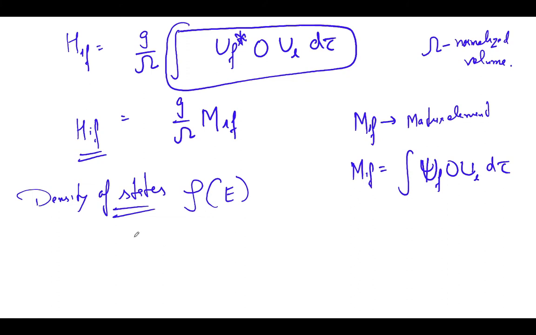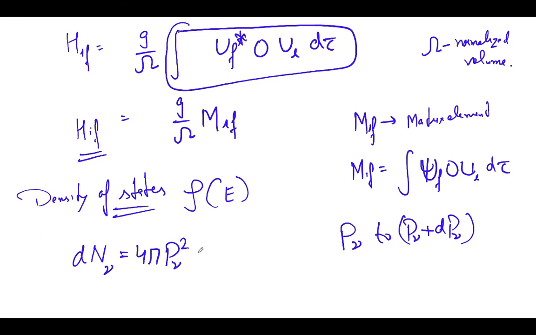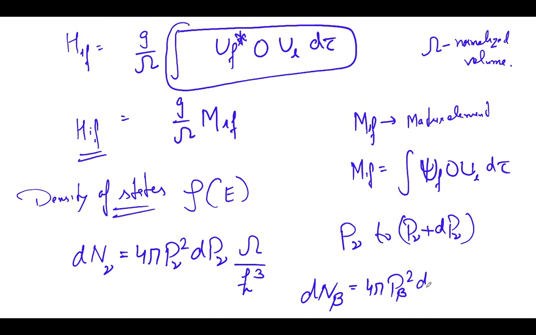So the number of states of the neutrino in the momentum range p nu to a slightly perturbed momentum, p nu plus dp nu, we can write as 4 pi p nu square into dp nu into omega over h cube. Similarly for the beta particle, we can write the number of states delta nb, which is equal to 4 pi pb square into dpb into omega over h cube.